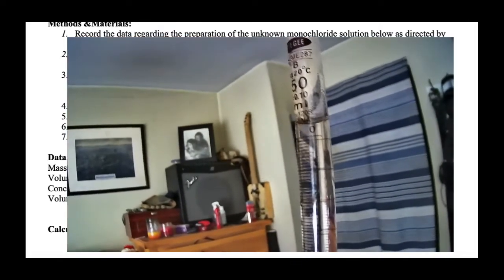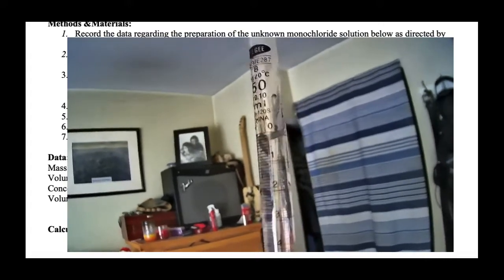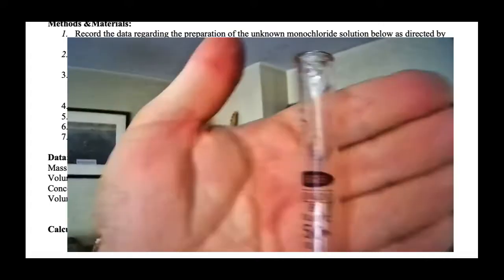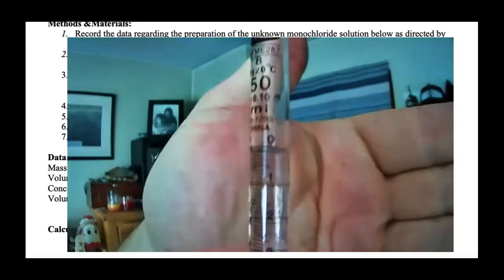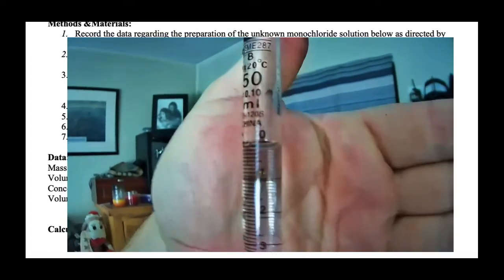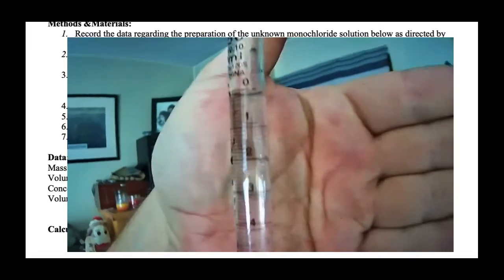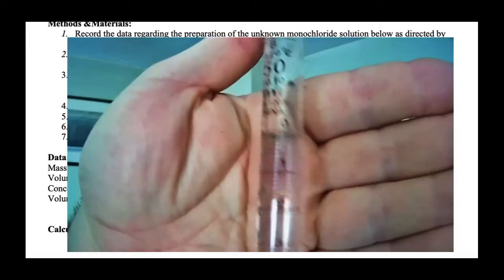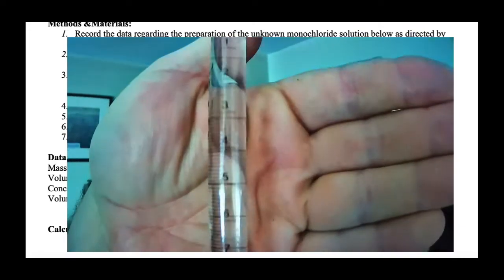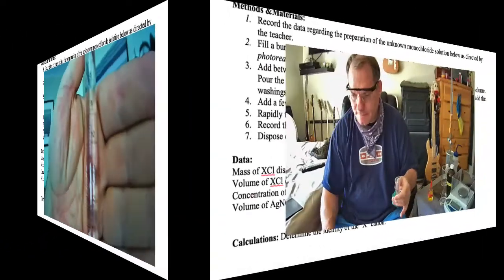Coming down, coming down, coming down, stop. Perfect. So now I'm starting with the amount of silver nitrate with the bottom of the meniscus sitting at 0. I'm going to know exactly how much I put in because you can see it's graduated down to 1, 2, 3, 4, 5, 6, etc.